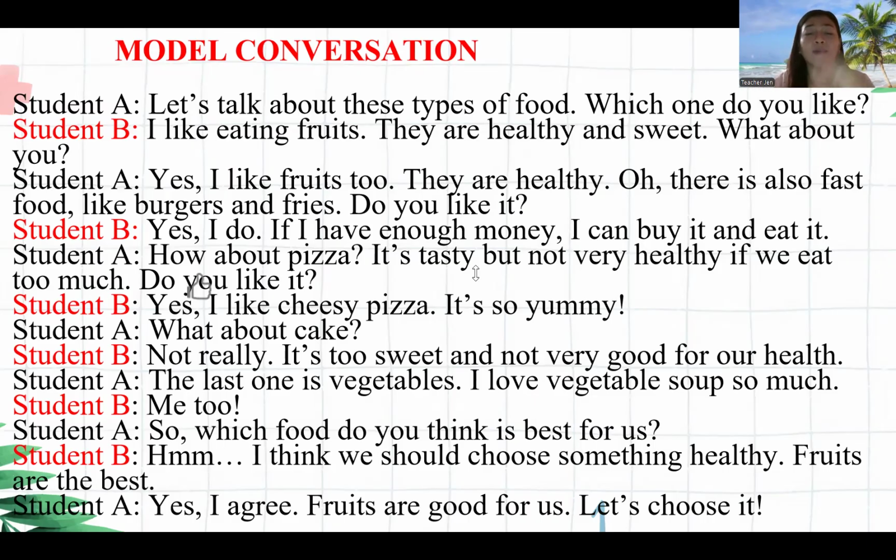You also give an idea about the fruits, the second one. The first one is fruit. The student will give an idea why she likes or doesn't like the fruit. And you also give your own reason why you like it or don't like it. They are healthy. Oh, there is also fast food like burgers and fries. Do you like it? So they proceed to fast food, the second choice. Yes, I do. If I have enough money, I can buy it and eat it.